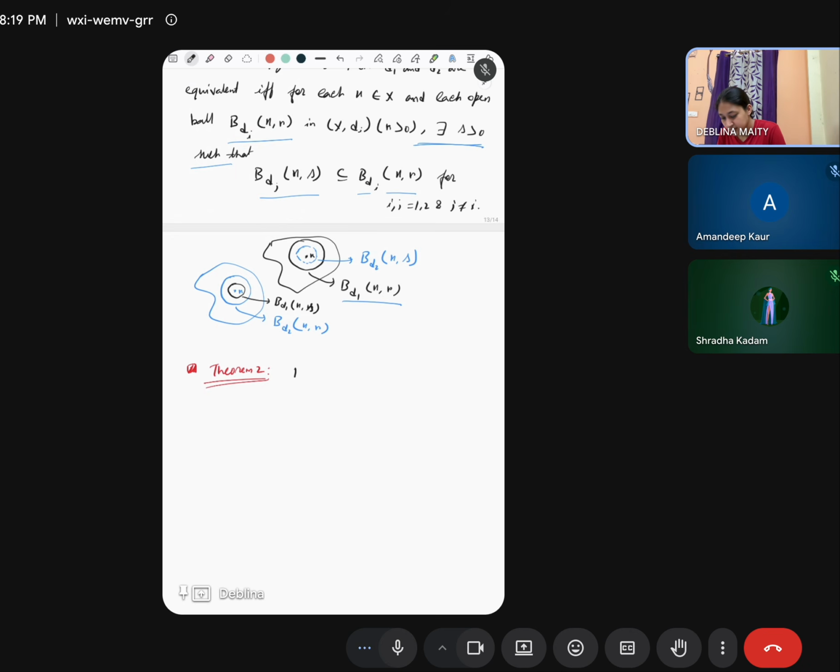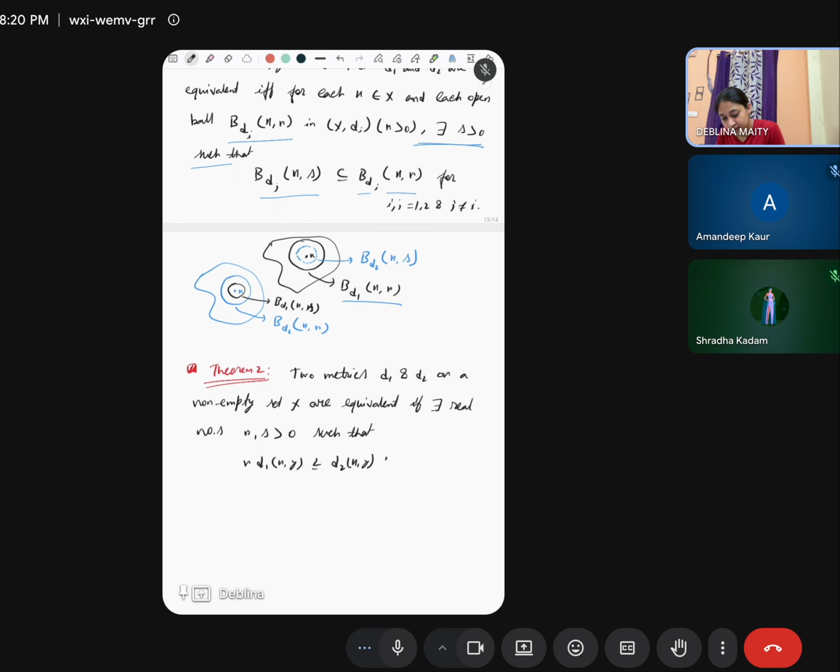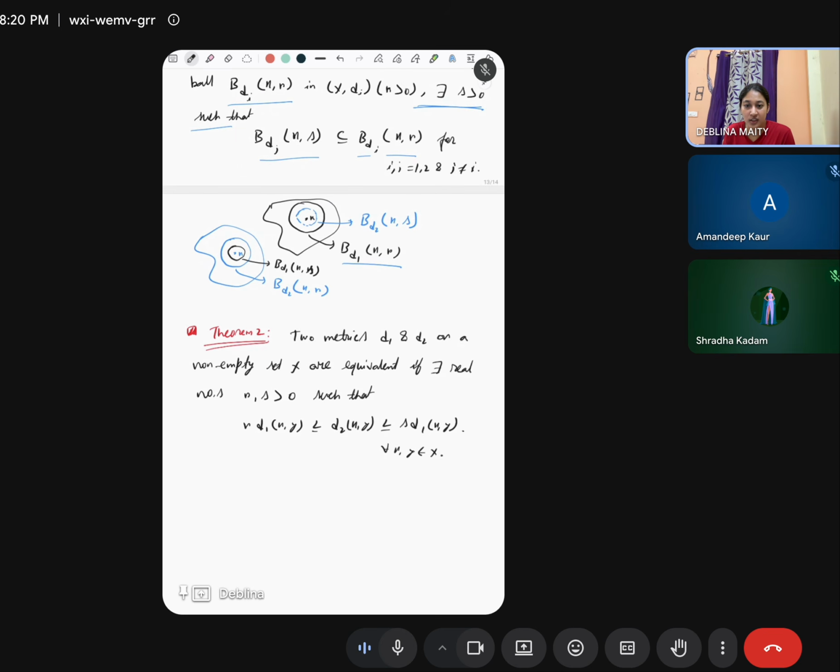Two metrics d1 and d2 on a non-empty set X are equivalent if there exist real numbers r, s greater than 0 such that r d1(x,y) is less than or equal to d2(x,y) and less than or equal to s d1(x,y) for all x, y belonging to X, right? If d1, d2 satisfy this condition, then they are equivalent. Okay, but the converse is not true.